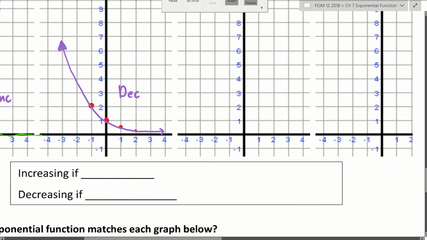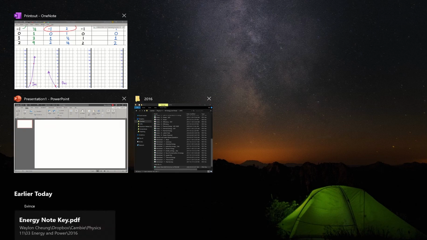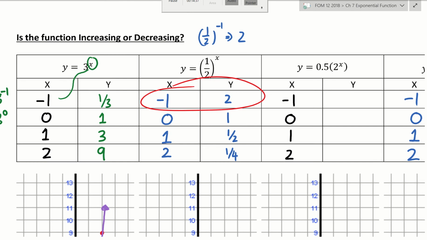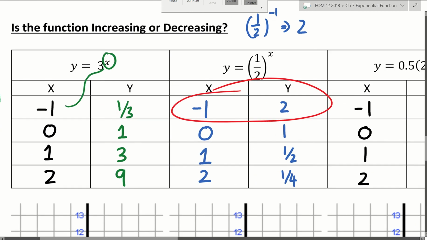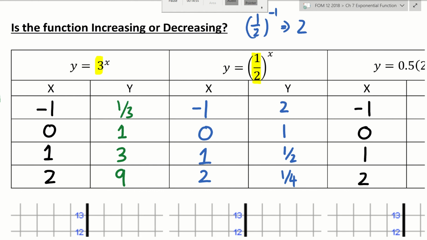So sometimes the graph can increase, sometimes the graph can decrease. What's the difference between these two functions? Why is one of them increasing, one of them decreasing? I think the only difference between these two is the base. Look at the base. This base is 3. This base is 1/2. Maybe when the base is a fraction that's less than 1, it's decreasing, and when it's a number that's bigger than 1, it's increasing.